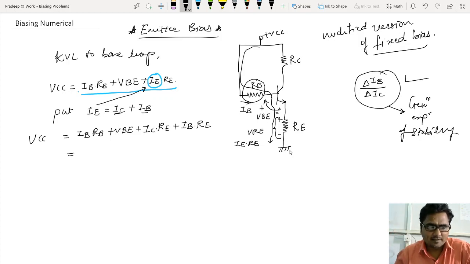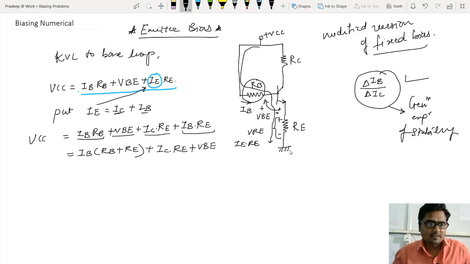Now, where is IB? Yes, IB is there in this term, and IB is there in this term. So let me take IB as a common term, and I'll write RB plus RE. What else is there? Now I am left with IC multiplied by RE, plus the last term VBE, which is the equation for VCC finally.